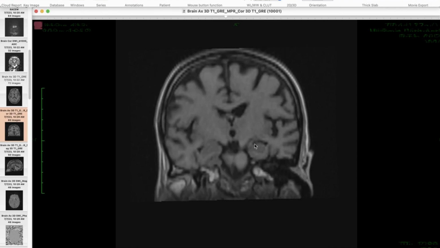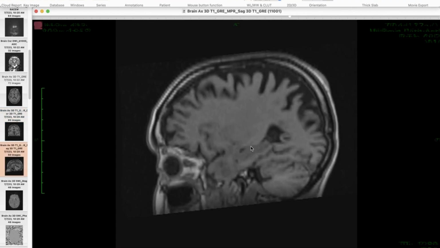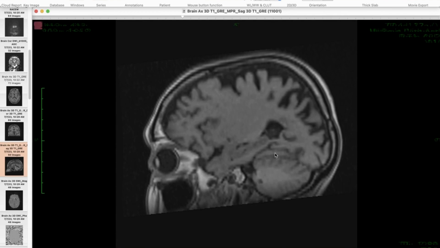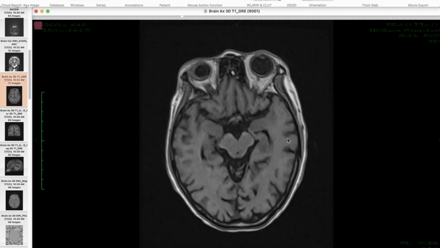This is where your hippocampus sort of lies, right here. You can see it over here, right here. It's a nice look at the hippocampus as well. So really, you can see the hippocampus pretty nicely on either the sagittals or the coronals. I think they're probably the best sequences to look at the hippocampus.